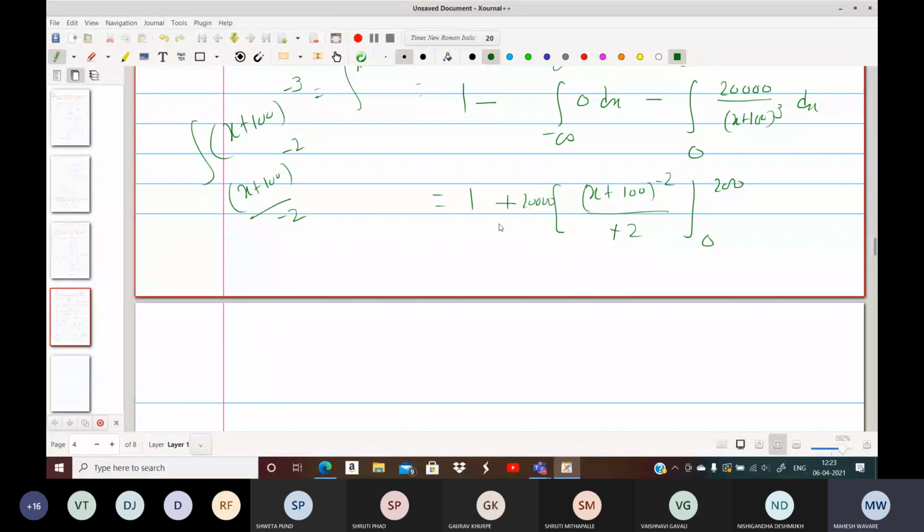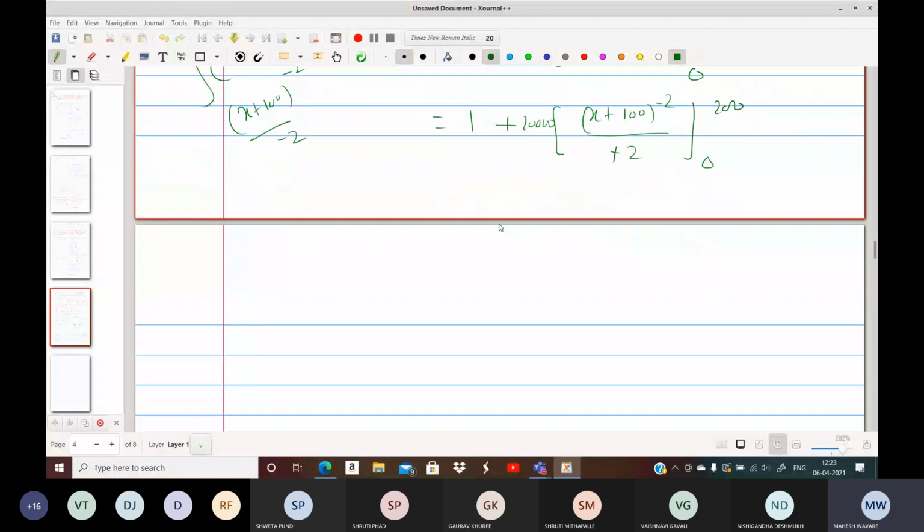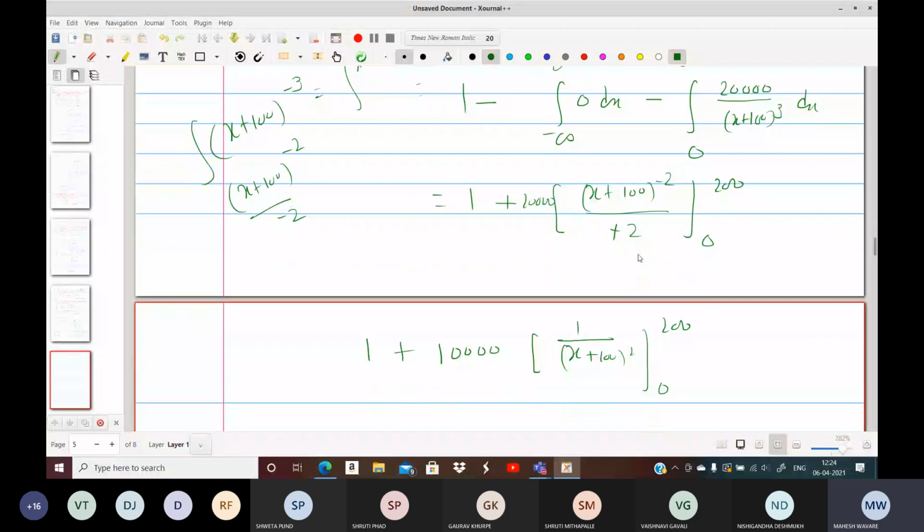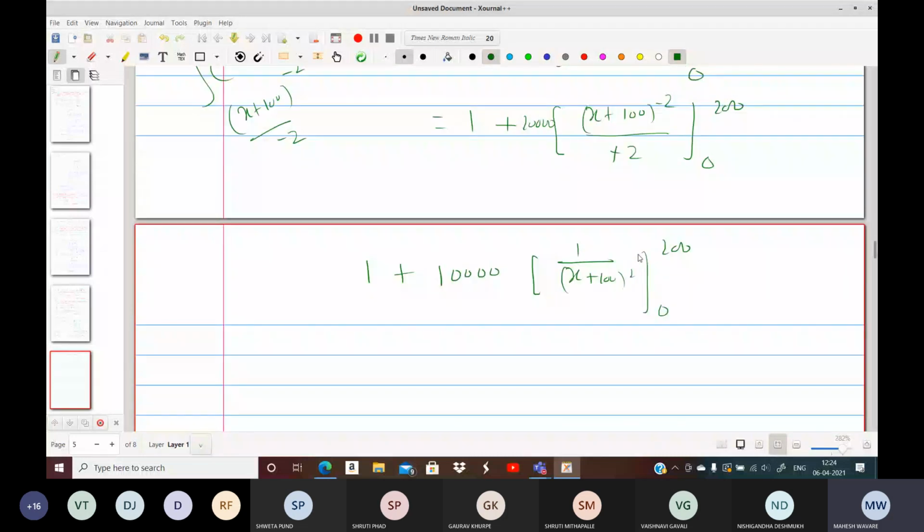10,000, and you are going to put the limits in this 1 upon x plus 100 square. Put x equal to 0, x equal to 200. Do these calculations. It should be less than 1, probably always less than 1. Now your 1 plus something terms are coming. Definitely this will be the negative term when you put the upper limit and lower limit.